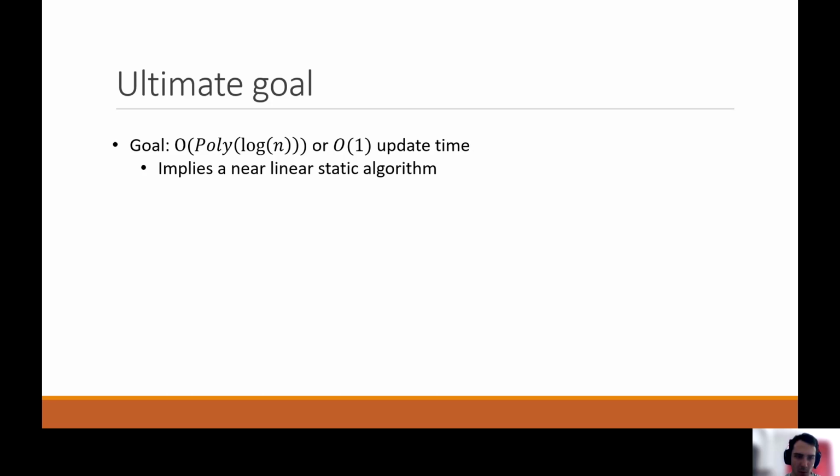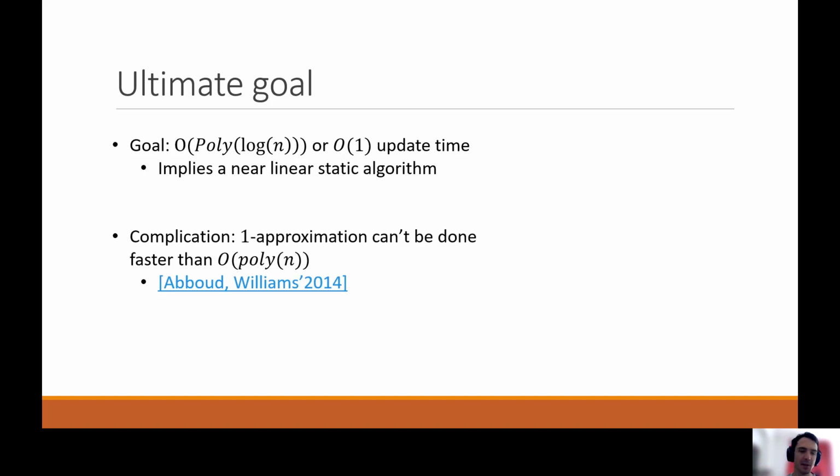The goal in dynamic algorithms tends to be to have constant or polylog n update time algorithms, and the intuition behind this is simply that this is essentially optimal because it implies a near linear static algorithm. Any almost constant update time dynamic algorithm can be used to simulate a static algorithm through just inserting the input element by element, in this case, the graph edge by edge. And then you just get a static algorithm. So this is the best we can hope for.